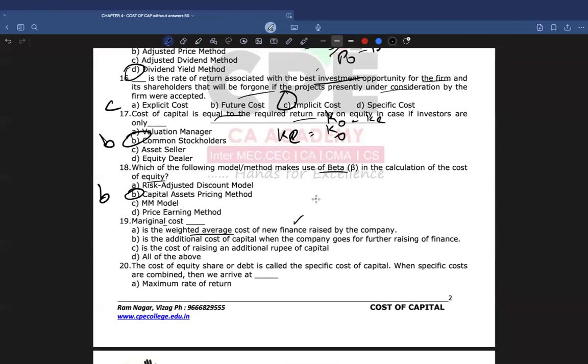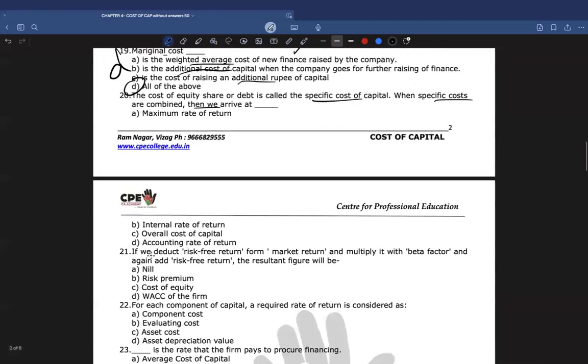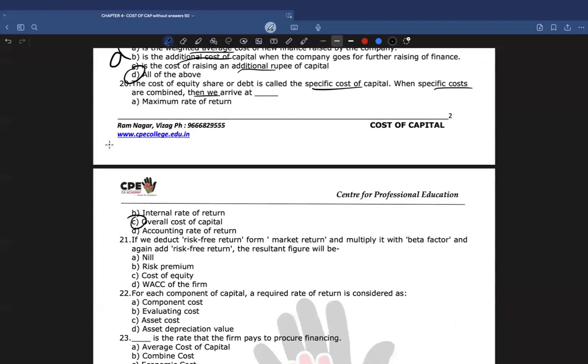Marginal cost is the weighted average cost of new finance raised by the company. So which seems to be okay. And is the additional cost of capital when the company goes for further raising of finance? Again, is the additional cost of capital seems to be okay. With the cost of raising additional rupee of capital, so this also is okay. So answer is D. The cost of equity share or debt is called the specific cost of capital. When specific costs are combined, then we arrive at the overall cost of capital. So obvious answer is C.